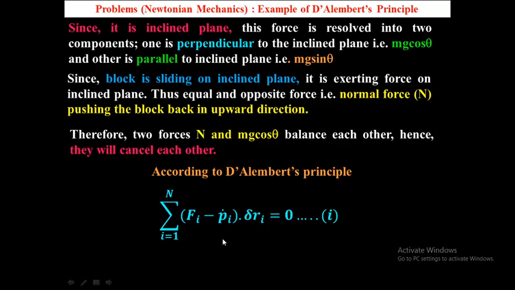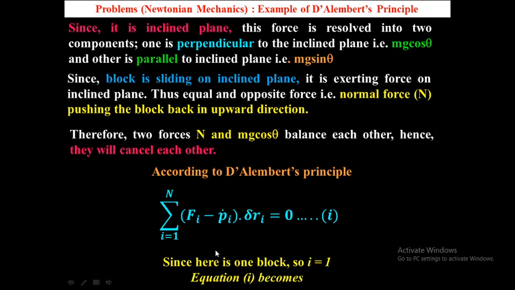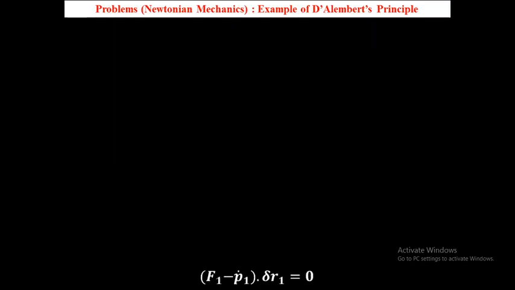Now since this system contains only one block, it is nothing but a one-particle system. So i equal to 1, as there is one block. Equation 1 becomes F1 minus P1 dot, dot delta r1, equal to 0. So this summation can be solved for one particle: (F1 minus P1 dot) dot delta r1 equal to 0.